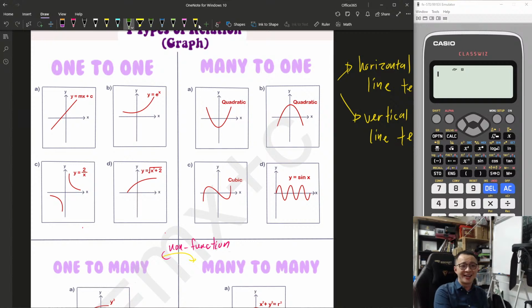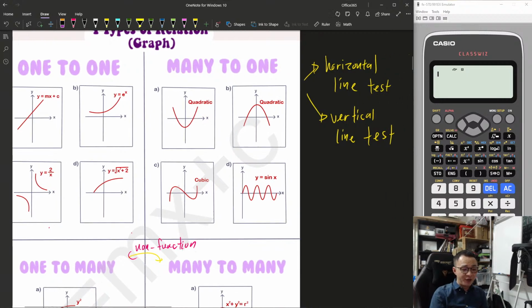Same idea for the y equals e to the x graph. If I do the horizontal line test, you can see I touch 1 point only, no matter how I draw it. But for many-to-one, many means many x points: you can touch many x values for one y over here. If I do the horizontal line test here, you see how many x values I touch?